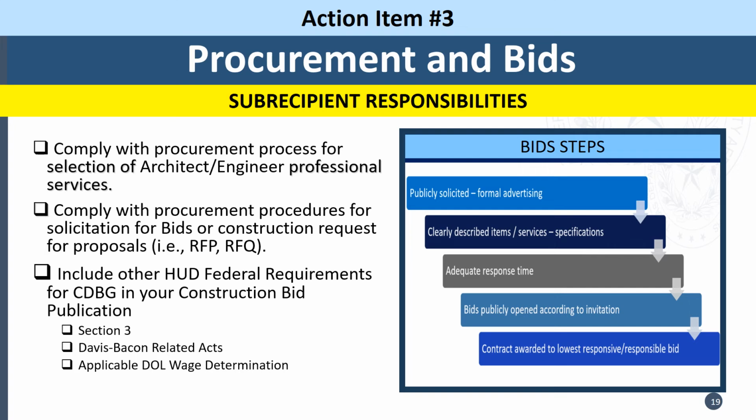Also, subrecipients must include other HUD federal requirements for CDBG in your construction bid publication, such as Section 3, Davis-Bacon related acts, and applicable DOL wage determination. Here's a figure of bid steps that should be followed for the procurement and bid process.